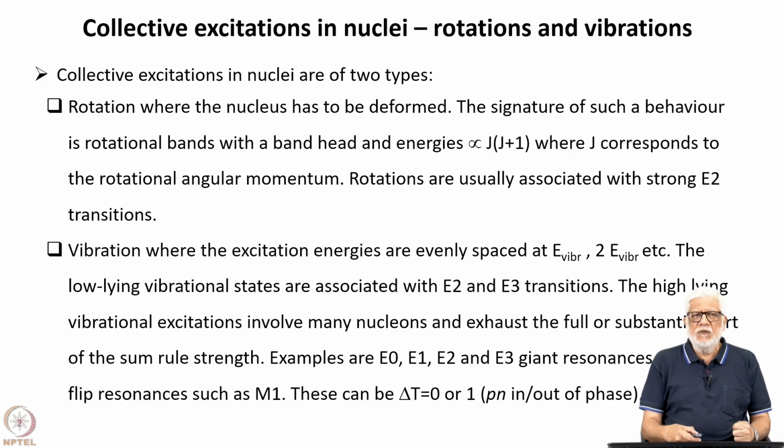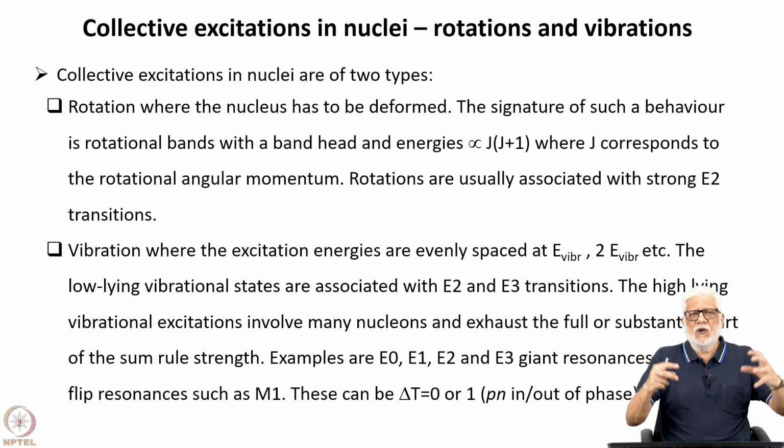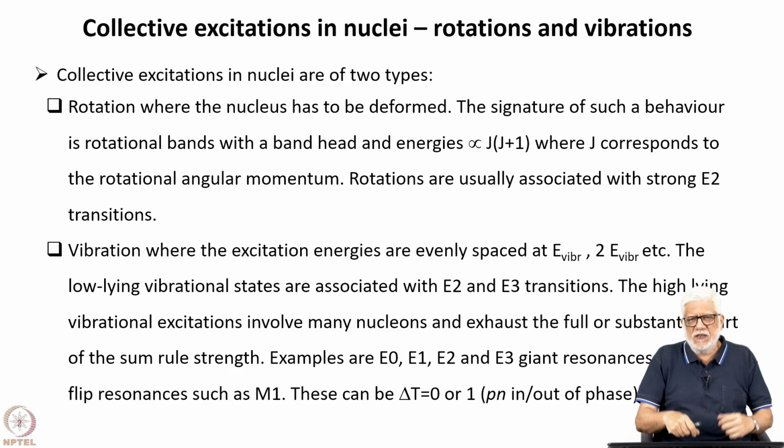Vibrations occur when a nucleus vibrates either in terms of its density oscillations or in terms of its shape. You can have an E1 vibration, you can have an E2 vibration, E3 and so on. And these vibrations are usually characterized by a characteristic energy, h cross omega. In the lowest order, you have these excitation energies evenly spaced, like harmonic oscillator energy states.